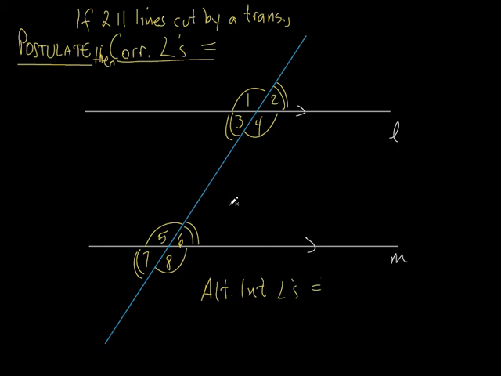Yeah, exactly. Because if you put, well, they don't make a straight line. 3 and 6 won't make a straight line. Okay. 3 and 5 might. Well, and we'll get to that. That's good. You're thinking, though. That's good. So the alternate interior angles are what?